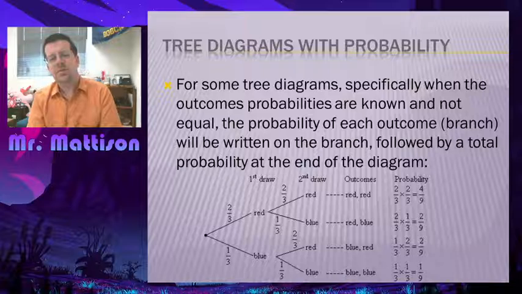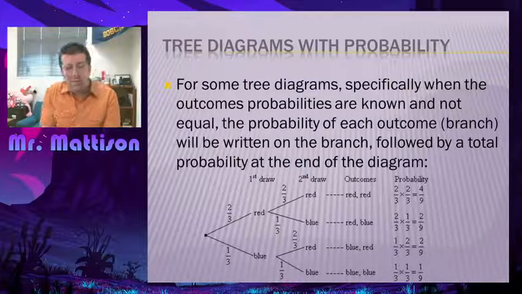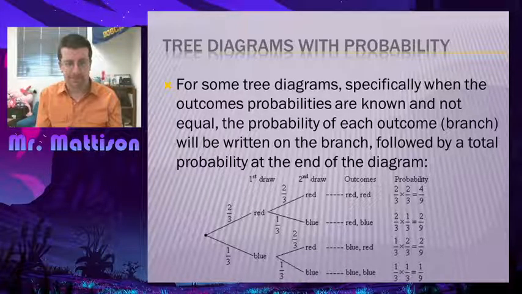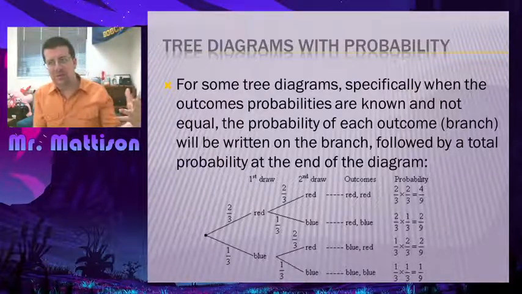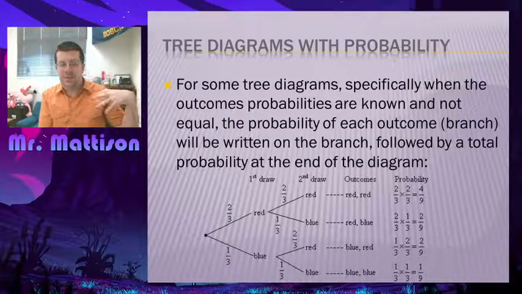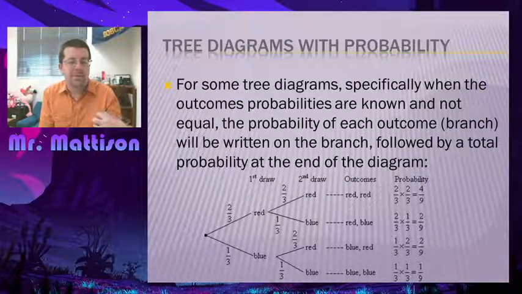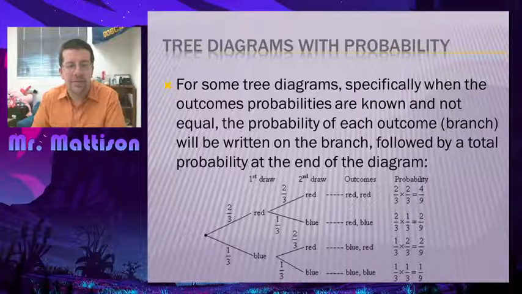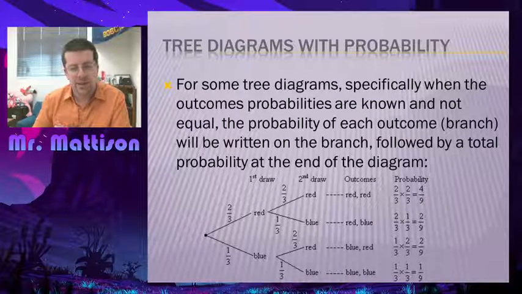Okay, so the next step up beyond that is going to be a tree diagram with probability. What we just did was more about what the options are, which is great, but lots of times there's different probabilities of different things happening. So for instance here, there's a 2/3 chance of me getting red, so 1/3 chance of me getting blue. For me to go red, red, that's 2/3 times 2/3, or 4/9.